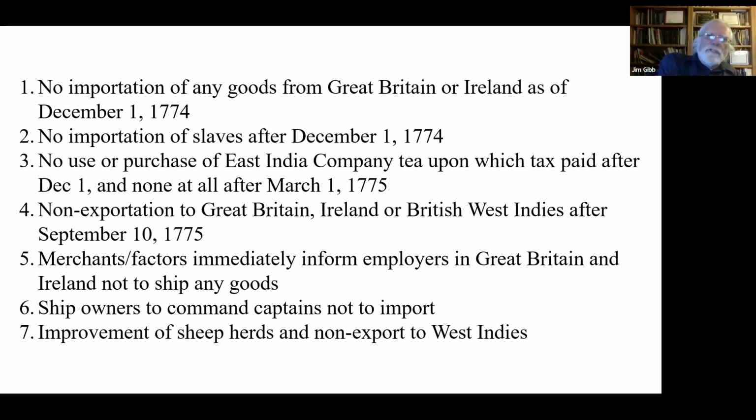So there are 14 points. I'll go through them fairly quickly. A couple we already hit. No importation of British goods. No importation of slaves after December 1st. No use or purchase of East India tea upon which tax was paid after December 1st, and none at all after March 1st, 1775. So, in 6 months, even if the tax, the 3 pence per pound, had not been paid, we're still not buying East India tea.